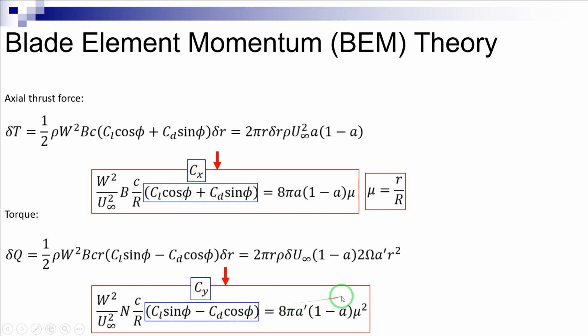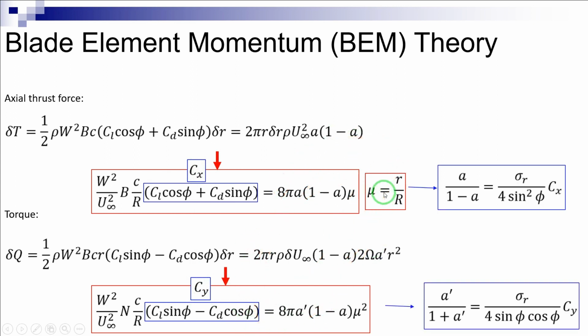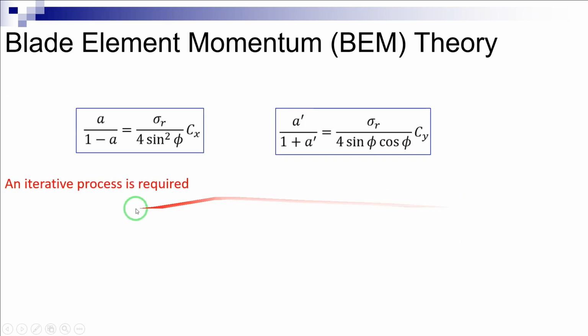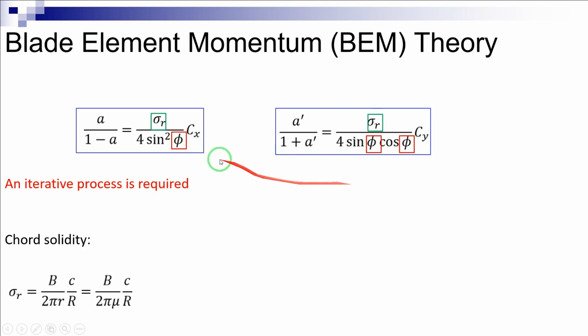Thus, these equations can be solved to obtain the induction factors, the axial and the tangential induction factors as presented here. To obtain the values of induction factors, an iterative process is required. This is because the angle phi is also unknown at the beginning of the calculation. The chord solidity is another parameter. Chord solidity is defined as follows: sigma r.